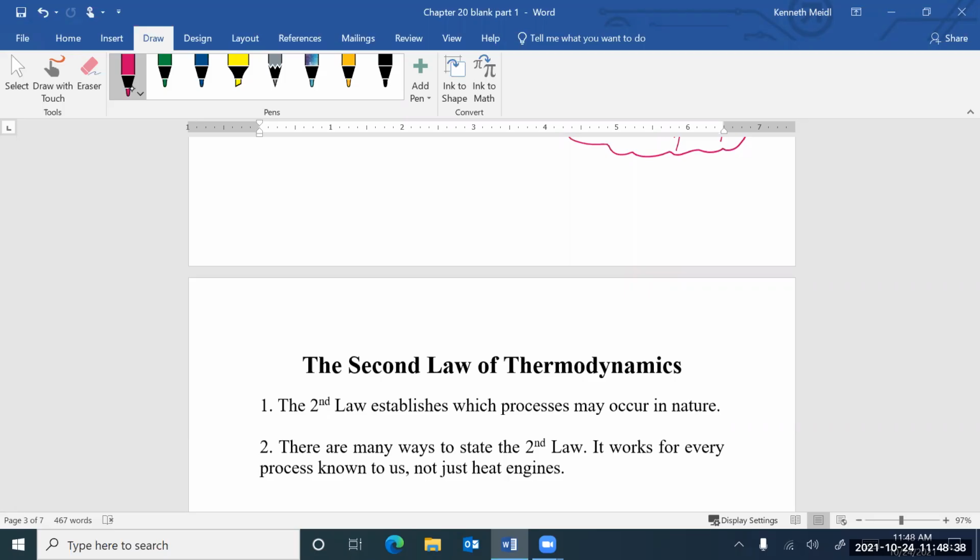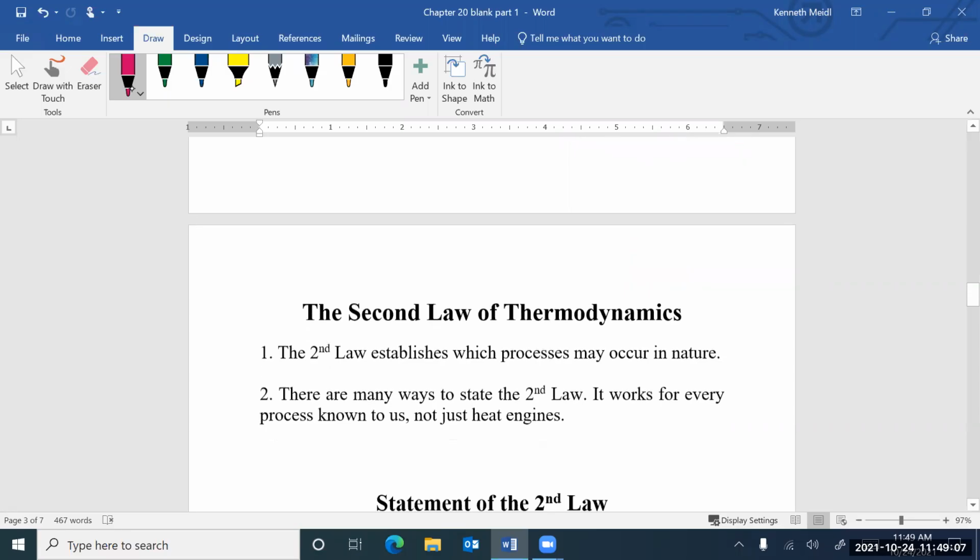Because it takes work to do that, right? You have to organize the materials, you have to organize the program and everything, and you can get more organization in nature only if you have enough energy coming in. So there's just going to be some things that we're not going to find happening in nature. And so there are a lot of ways to state the second law. It works for every process known to us, not just heat engines.